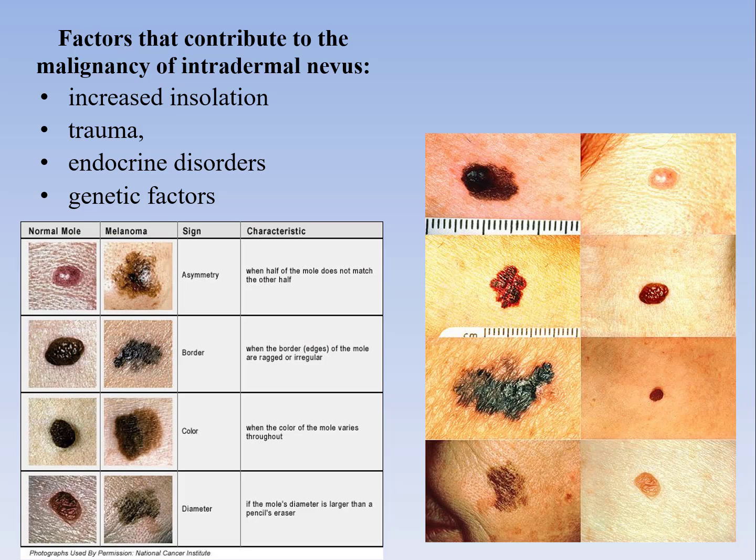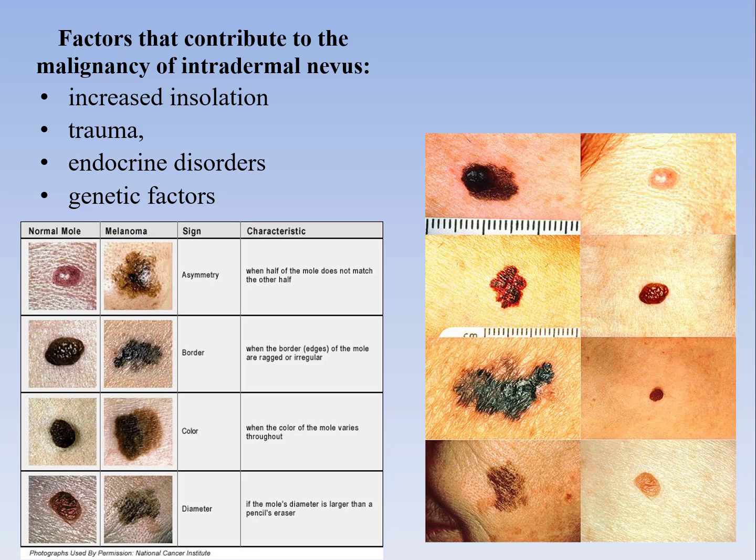Factors which contribute to the malignancy of a nevus are increased insolation, trauma, endocrine disorders, and genetic factors. So it's very dangerous to traumatize a nevus because it can become malignant. It's also dangerous to have a lot of sunlight exposure, because it may lead to malignization of the nevus. Of course, if you have pale skin and a lot of nevi, it's dangerous because they may transform to a malignant tumor, malignant melanoma.